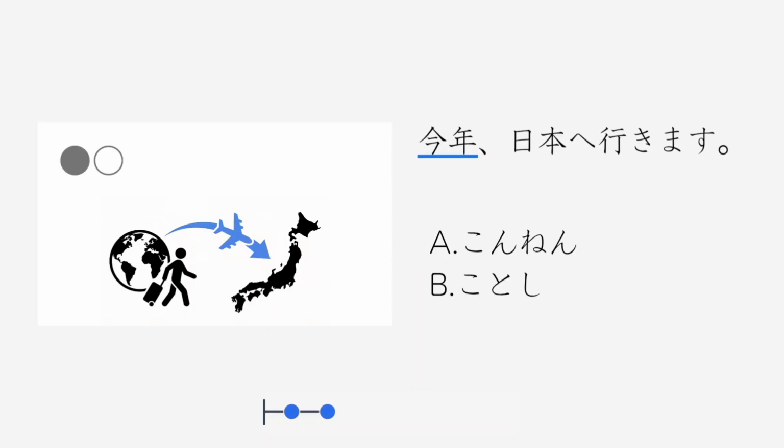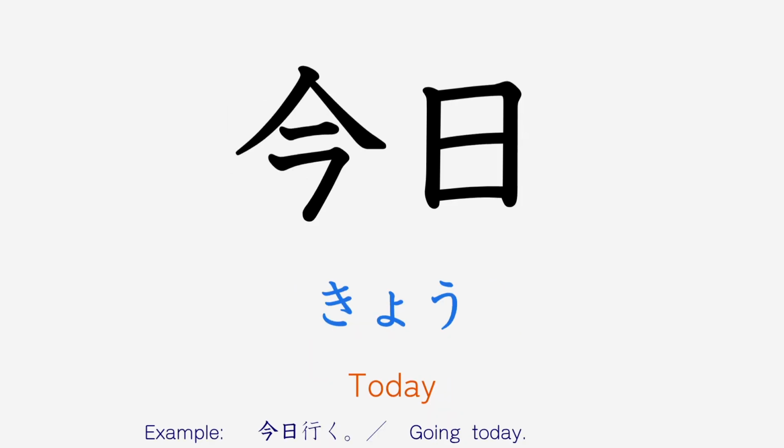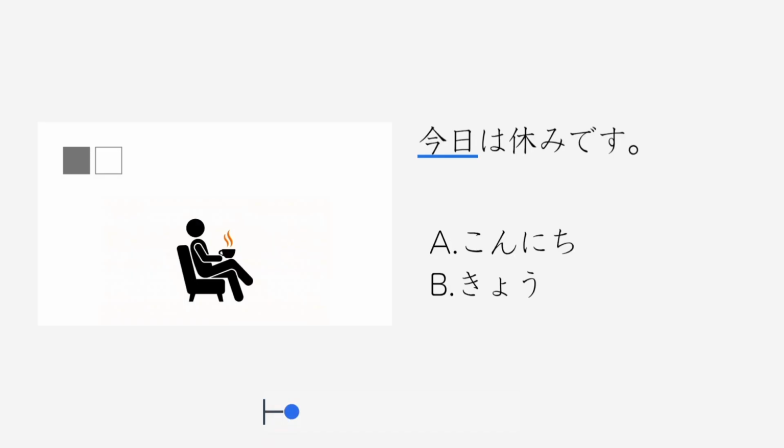How do you read the underlined kanji? The answer is B. The current day is today. The special reading is 今日. How do you read the underlined kanji? The answer is B.